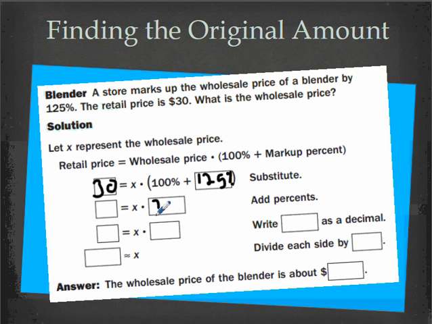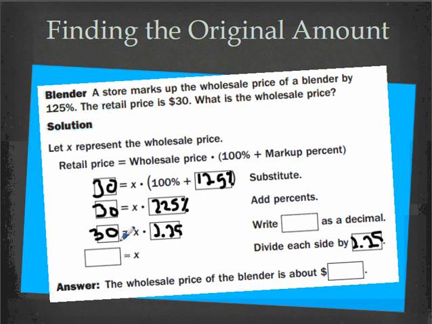So this is 225%, or I could say that it is 2.25, and this was 30 still, and this stays 30 still. So now I have 2.25 times x equals 30. Well, in order for me to calculate that, I need to divide both sides by 2.25 because I want to isolate the x.